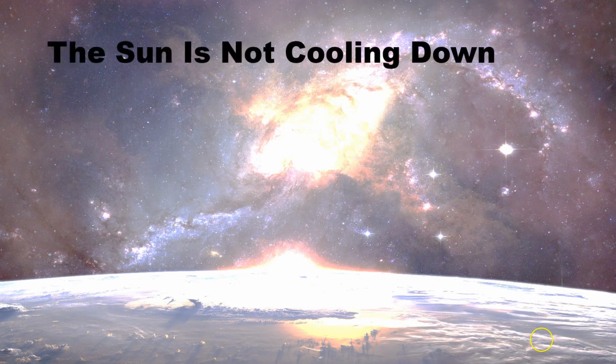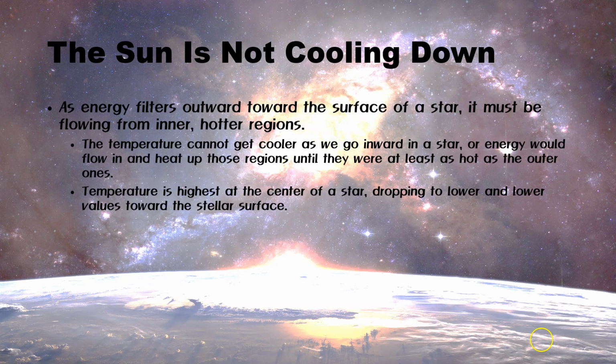Now, another thing that you might want to think about is the sun is not cooling down. This is a misconception you might have, because usually when we think about hot things, if we leave them out long enough, they will get cool enough where we can then touch them. Well, with the sun, this doesn't happen, because as energy filters outward toward the surface of the star, it has to flow from the inner hotter regions. The temperature cannot get cooler as we go inward, or energy would flow in and heat up the regions until they were as hot as the outer ones. So temperature is always going to be the hottest at the center of a star and dropping to lower and lower values toward the stellar surface.